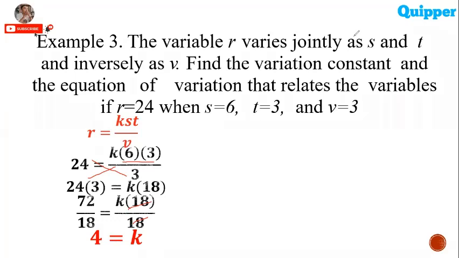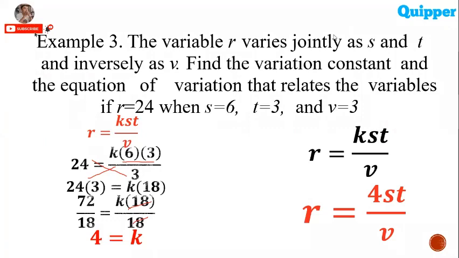Since you now have the value of k, you can substitute the value of k to the original equation, giving you the equation of variation, which is equal to r equals 4st over v. That is for the equation of variation.